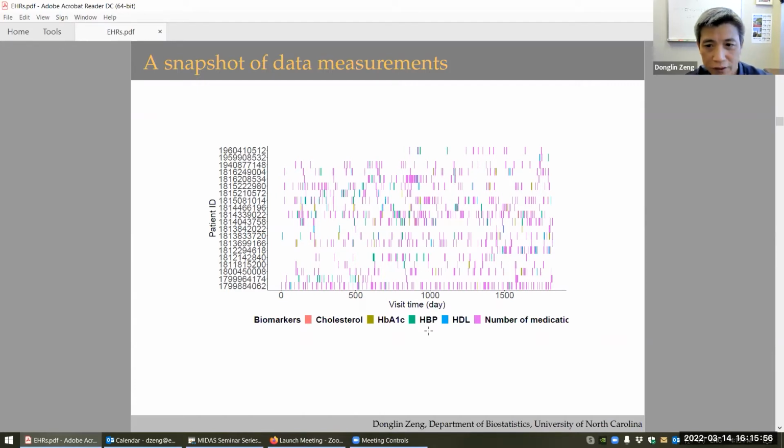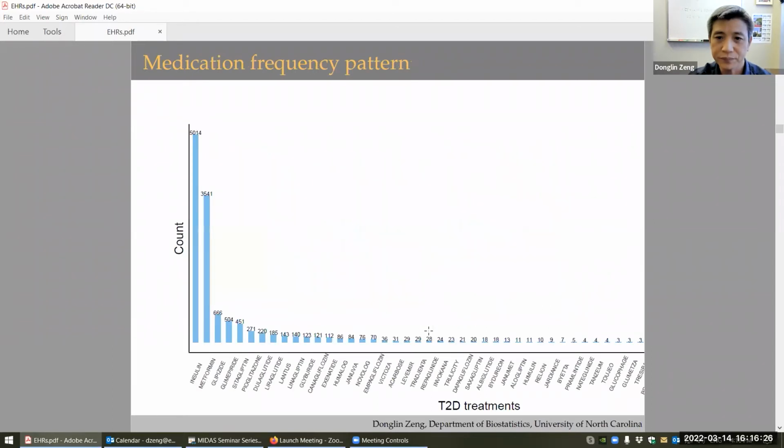If you ignore this issue and do a simple analysis, your results will be mostly driven by the patients with a large number of visits and measurements. And your analysis will be driven by the biomarker that has a lot of measurements, which in this case is the number of medications. We don't want that to happen, so we need to correct this sort of bias within the data.